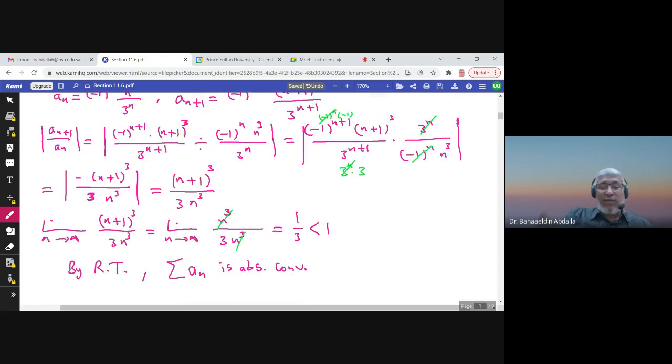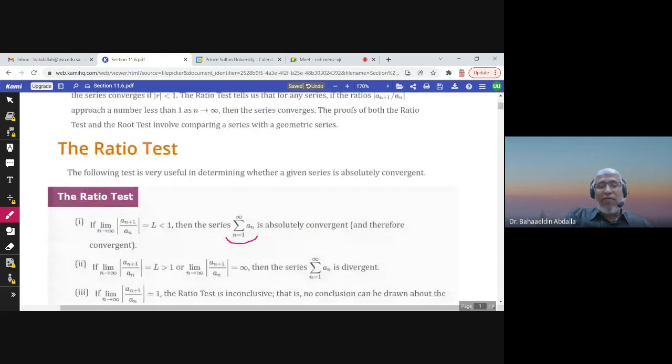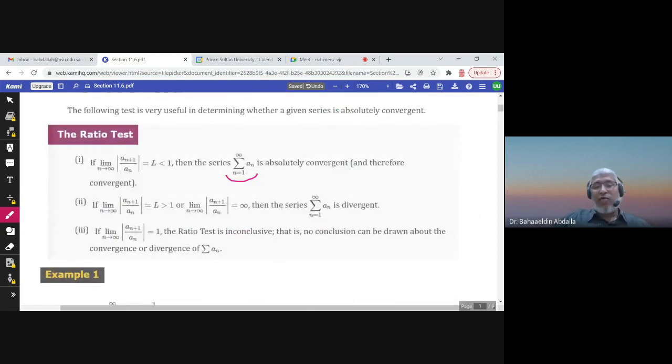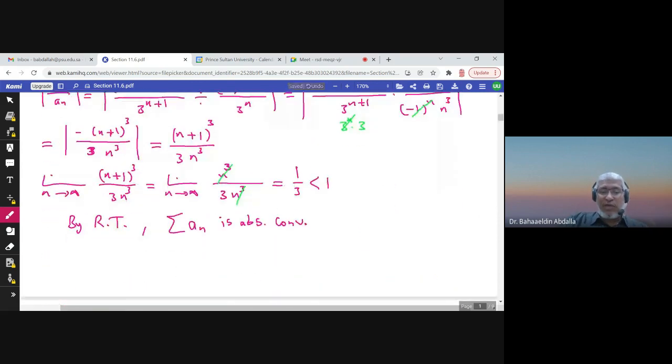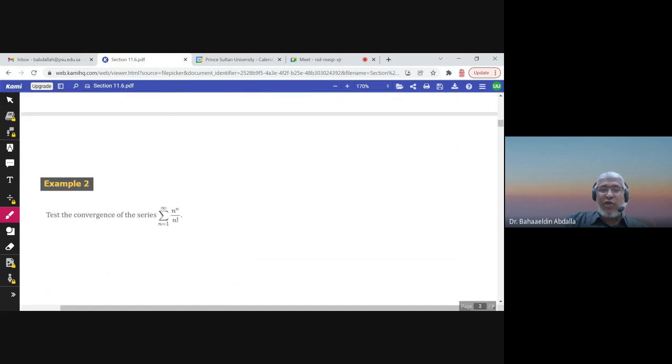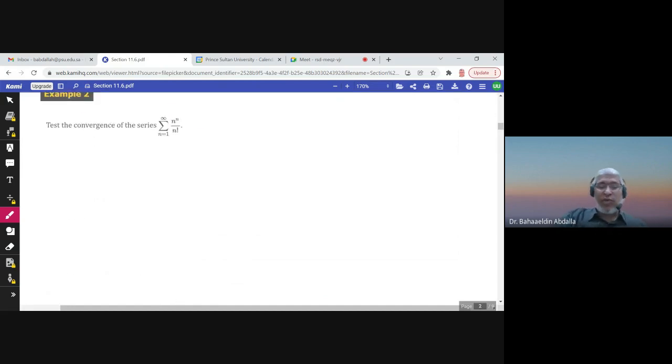So this is very simple, the ratio test. If L is greater than 1, the series is divergent. If L is equal to 1, the ratio test is inconclusive. So the test fails, and you have to use other tests if L is 1, if the limit is 1.